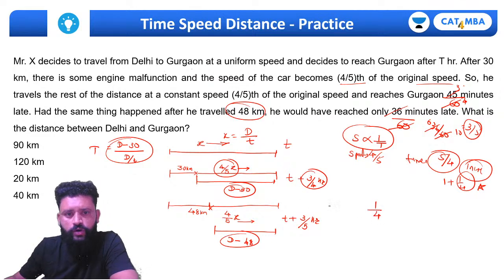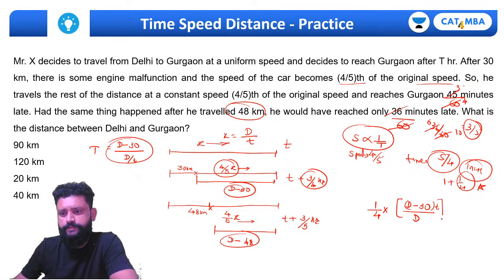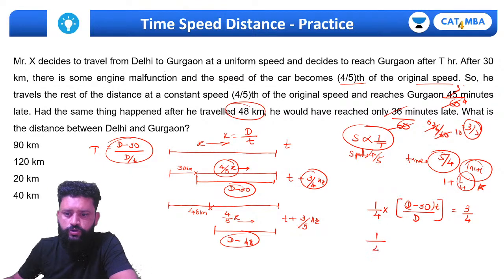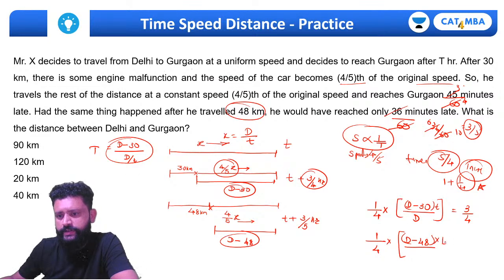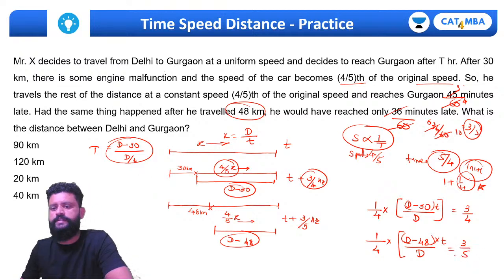So 1/4 of d minus 30 upon d into t is 3/4, and 1/4 of d minus 48 upon d into t is quite a similar equation, t by 5, that is 36 minutes.